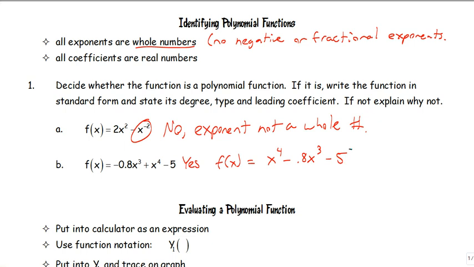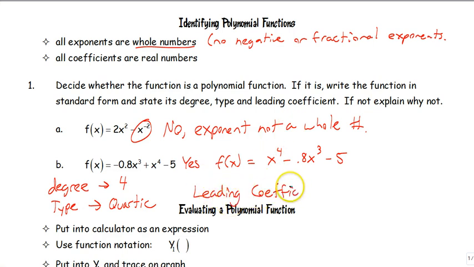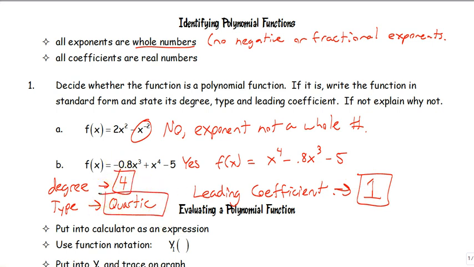I look at the degree. Degree is 4 because the highest power is 4. The type then would be quartic, and the leading coefficient is the coefficient of the front x value, so of the x to the 4th. And the number in front of x to the 4th is 1 because there's nothing there. So these are my answers for letter B.